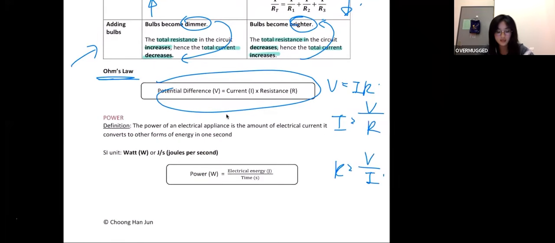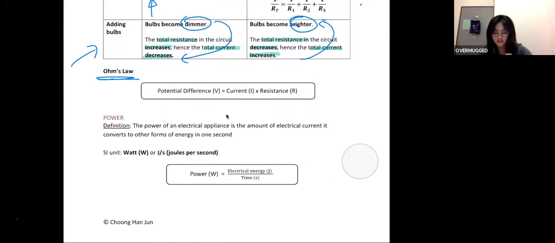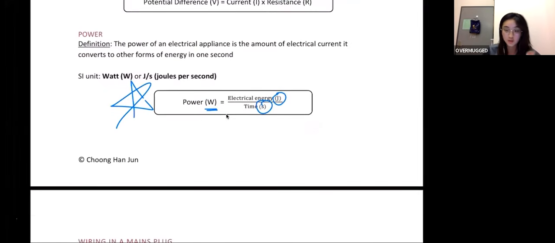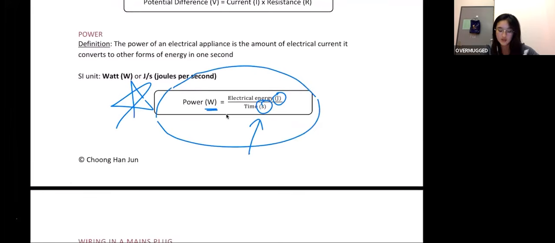Same for power. For those schools that are testing power, remember the equation for power. Power in watts will be electrical energy in joules over time in seconds. Your units are very important. Most of your schools will be testing questions where they say, oh, in minutes. So you have to remember the equation is in seconds, so you have to convert your values back to seconds to use the power equation.